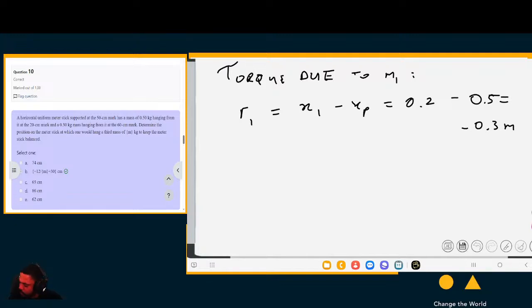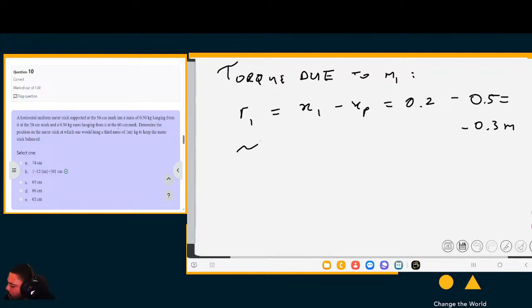Okay, so negative 0.3 meters means it's on the left hand side of the pivot point. Remember, we always calculate the distance from the pivot point. This 20 centimeters tells us where on the meter stick it is, but it does not tell us the distance from the pivot point. The pivot point is halfway at the 50 centimeter mark, and the first mass is hung at the 20 centimeter mark. That means there is a 30 centimeter difference between the pivot point and where the first mass is hung.